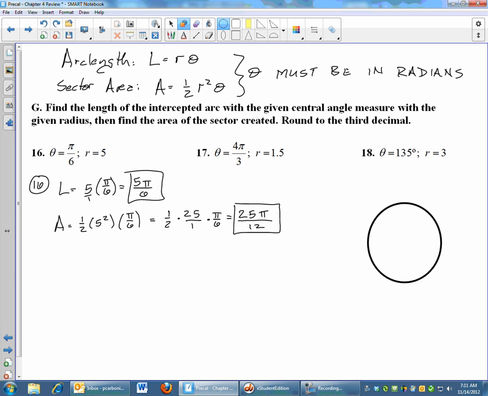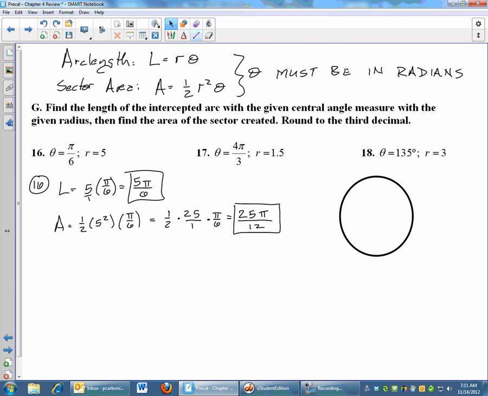circle, and we have a central angle of pi over 6. And if you remember your unit circle, pi over 6 is about 30 degrees. So I would open up about a 30-degree angle. That looks about 30-ish. And I'll call this angle here pi over 6, and the radius of this circle is 5.